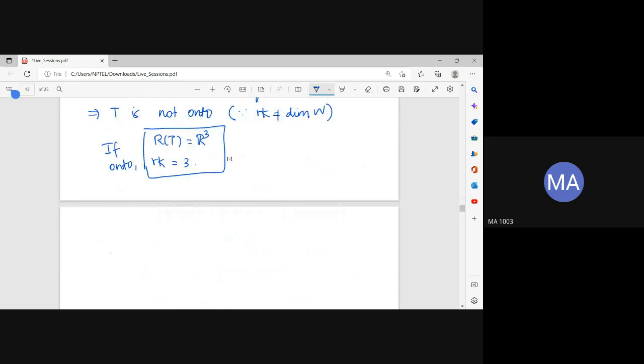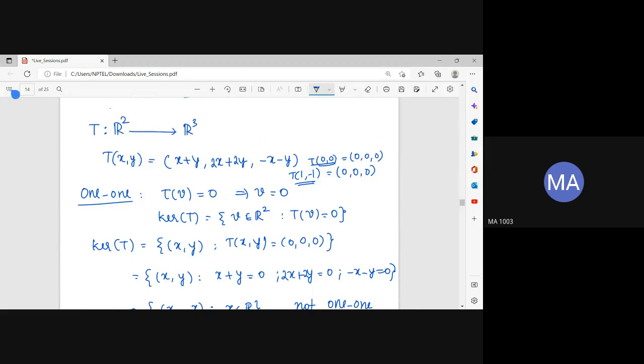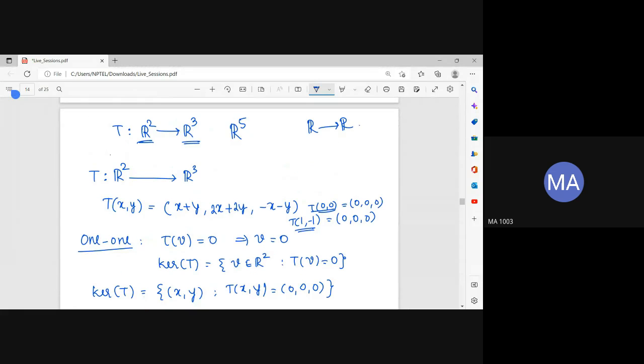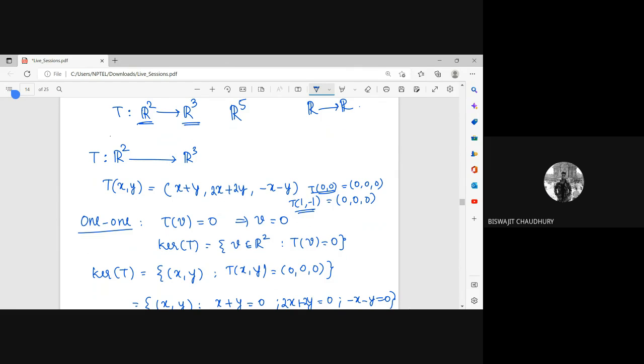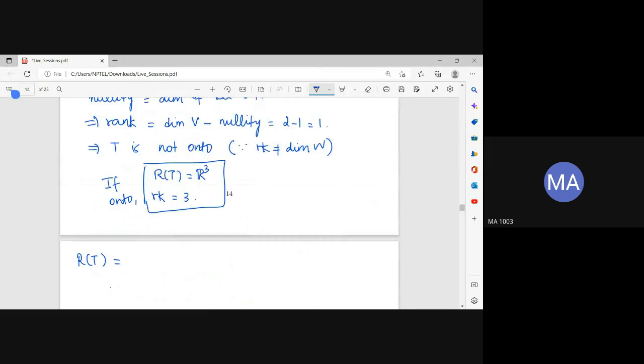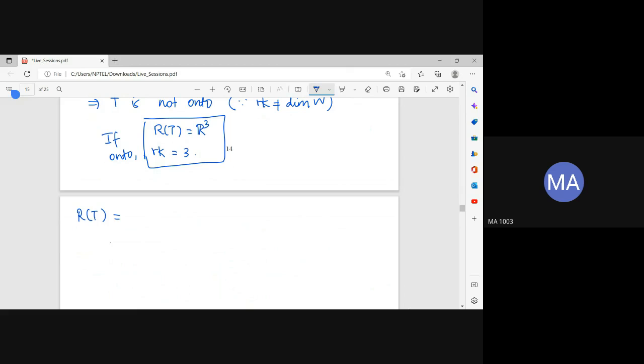Can you tell me what is the range? R3, ma'am. No, it's not onto. If it is R3, then it is onto. Range is the set of all the images. Ma'am, range is the spanning set of the basis (1, 2, minus 1). No, that's all. Rank is 1. Basis has only one element.